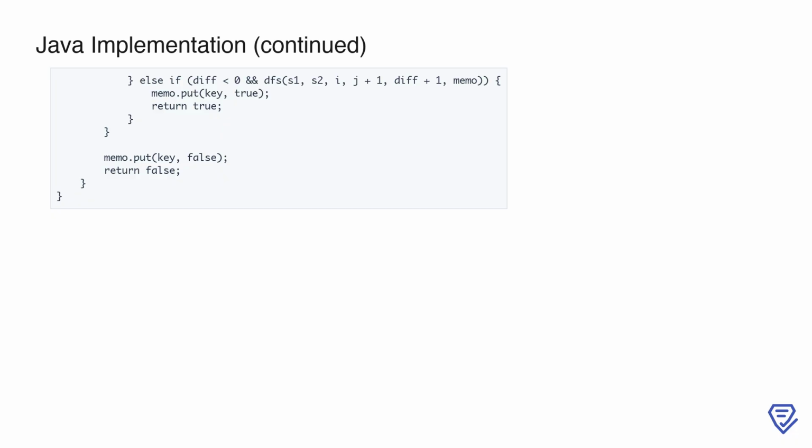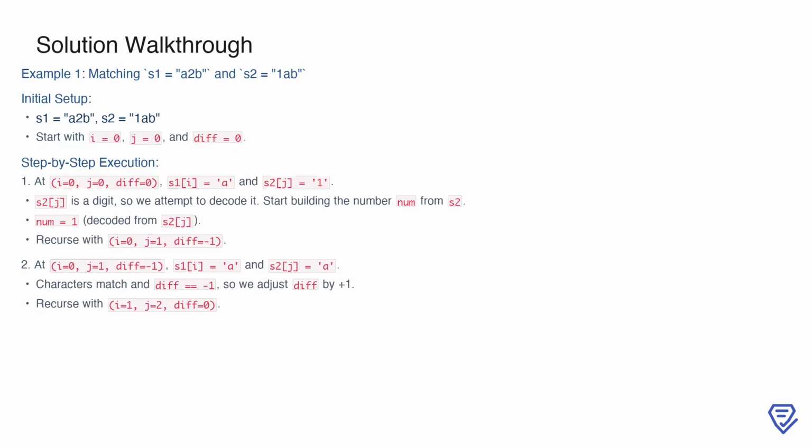This approach ensures that we can handle both numeric compression and character alignment between the two encoded strings effectively. In the first example, we are tasked with matching the strings s1 equals a2b and s2 equals 1ab. We begin with indices i equals 0 and j equals 0, and a diff of 0, which represents the current difference in decoded lengths between the two strings.